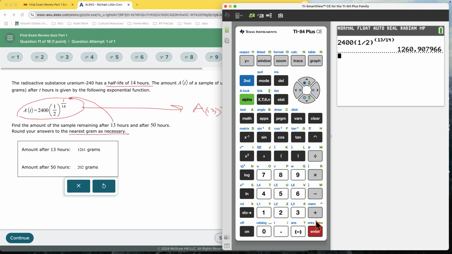Notice I get the same answer, 1,261 rounded up. But I'd have to do this again for the 50 hours: 1 divided by 2 raised to the 50 divided by 14.